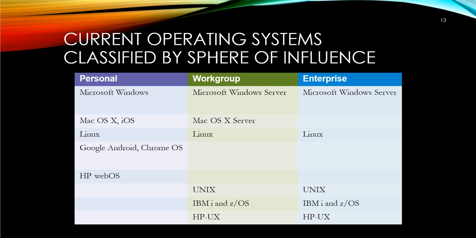Let's see here. Some classified operating systems. Again, we talked a little bit about this, but Microsoft Windows is a big one for business. Mac is making a huge push. Google, we use a lot of the Google applications at Anderson.